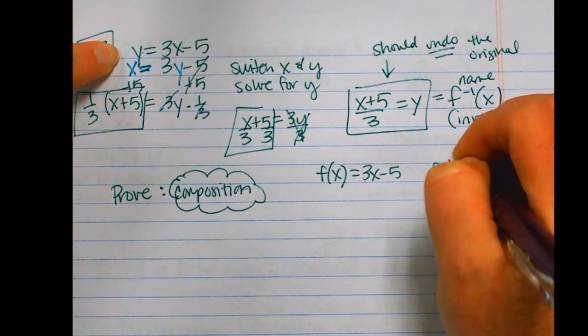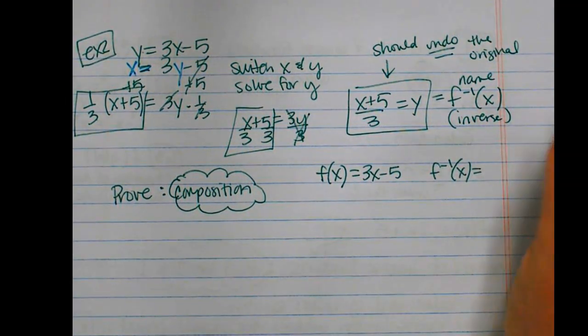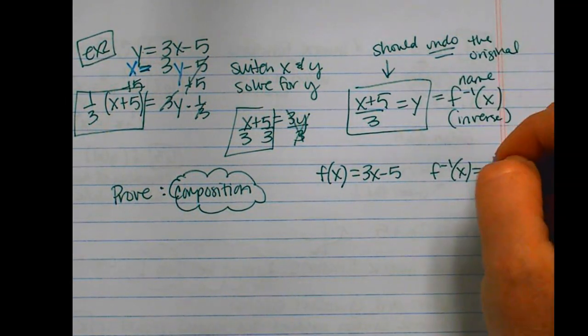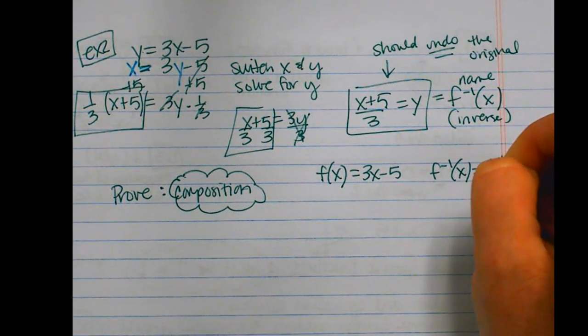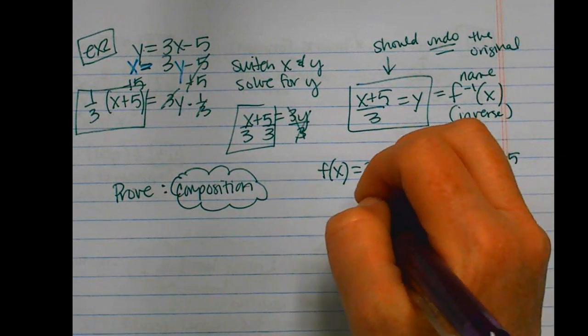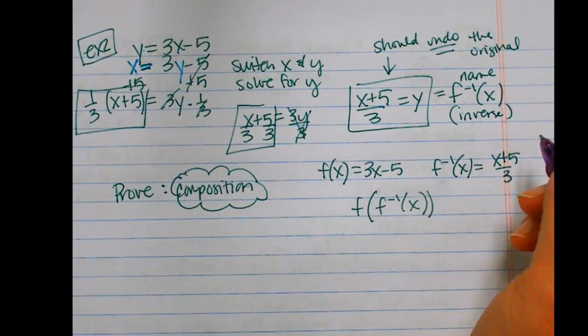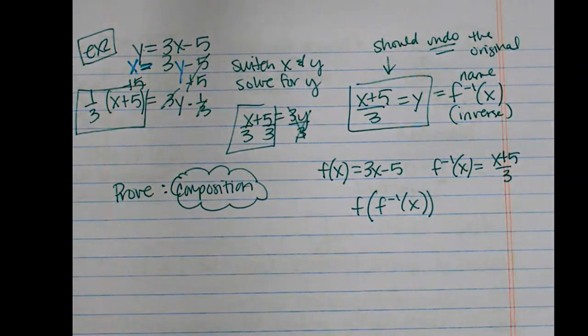And I have the inverse function, which I'm going to choose this one, x plus 5 over 3, for right now. And I have to compose one inside the other. So this is our review of section 6.3. Composition of functions says f of f inverse of x. So that notation, that's okay?